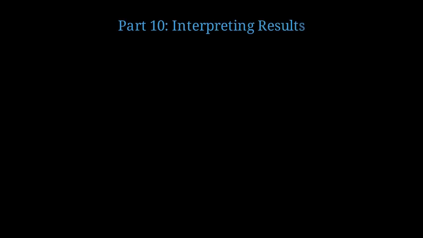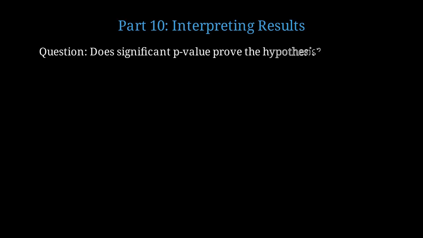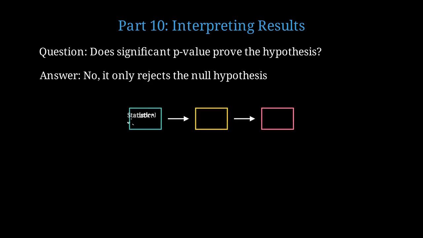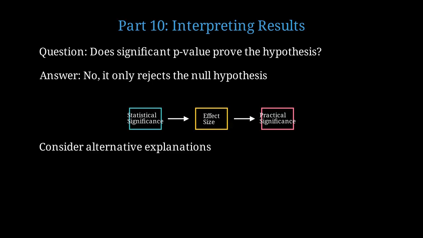Interpretation requires careful consideration of multiple factors. Does a significant p-value prove your hypothesis is true? No, it only allows you to reject the null hypothesis, not prove the alternative. Statistical significance combined with meaningful effect size leads to practical significance. Always consider alternative explanations for your findings.